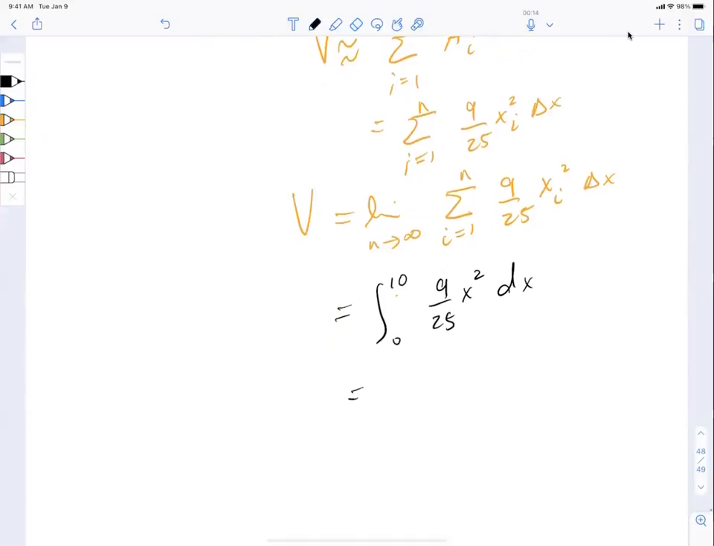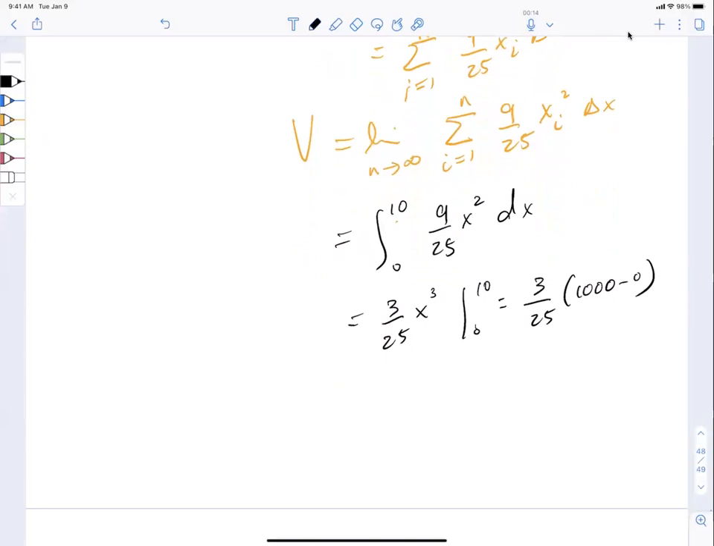Which is going to be 3/25 x cubed if I apply the 0 to 10, which is going to be 3/25 times 1,000 minus 0, which is going to be 3. The 25 and 1,000 cancel out, you get 40. So it's going to be 3 times 40, which is going to be 120.